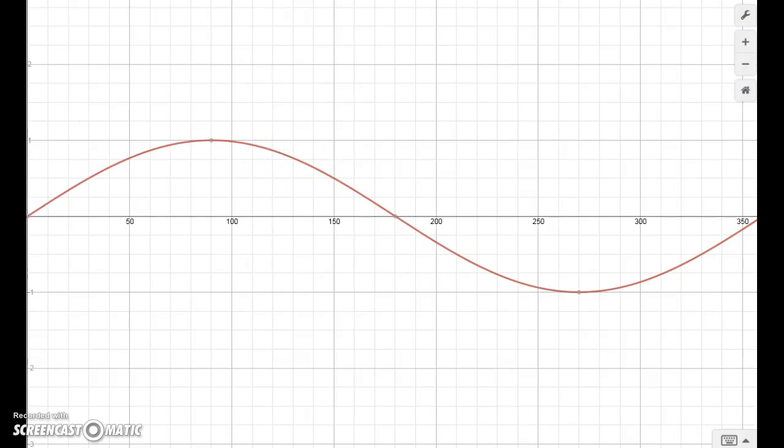Hello, today we're going to look at trig graphs, so sin x, cosine x and tan x, and we're just going to look at the main features of those graphs. So the first graph we've got here is a graph called y equals sin x, and all I'd really like you to do is just to remember the main features.